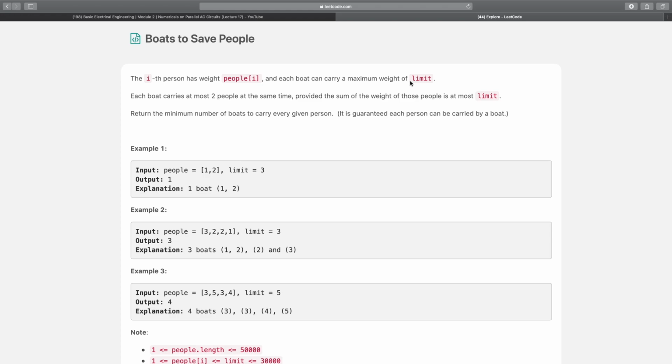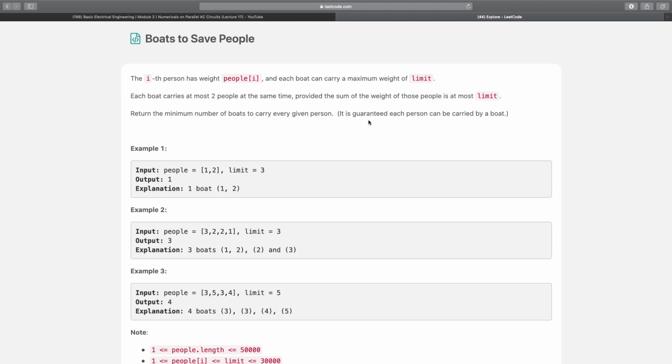So this question isn't too difficult, and the reason it's easier is because of two conditions. The first is that it is guaranteed that each person can be carried by a boat. So this also introduces one more condition: we're never going to have a value which is greater than our limit. Because if we did, that person would never be able to cross the river. That tells us every person is going to get across some way or the other, which makes it a little bit easier.